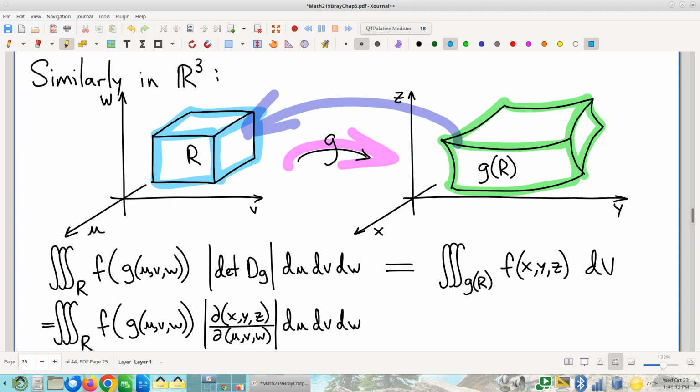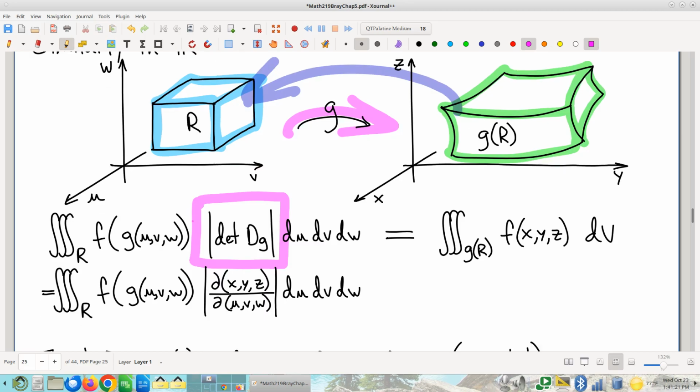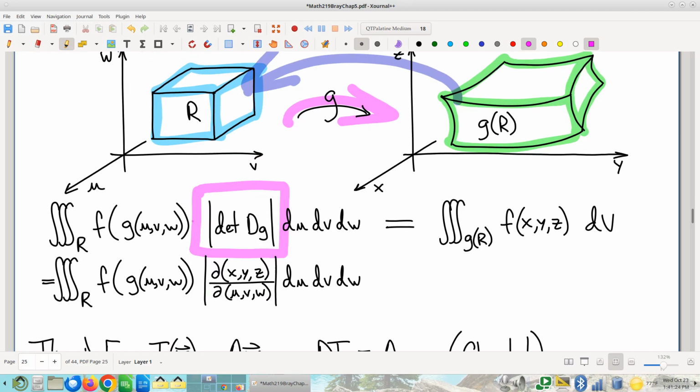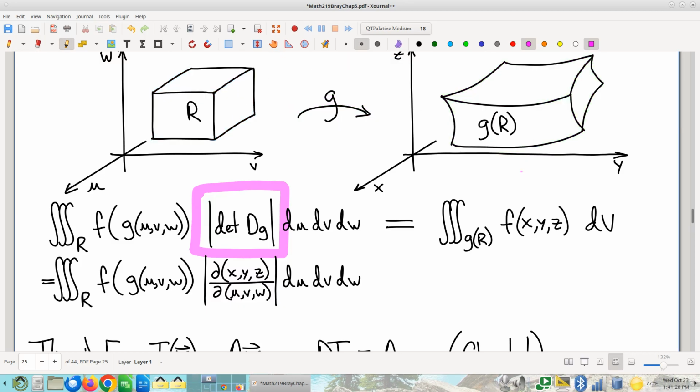And it remains that the formula for the stretching factor is the absolute value of the Jacobian determinant. Same formula. Seems kind of weird. Now, of course, that's now a 3x3 matrix instead of a 2x2 matrix, right? But it's still the determinant, and it's still the Jacobian, the derivative matrix. Now, by the way, how do you see that that's the case?